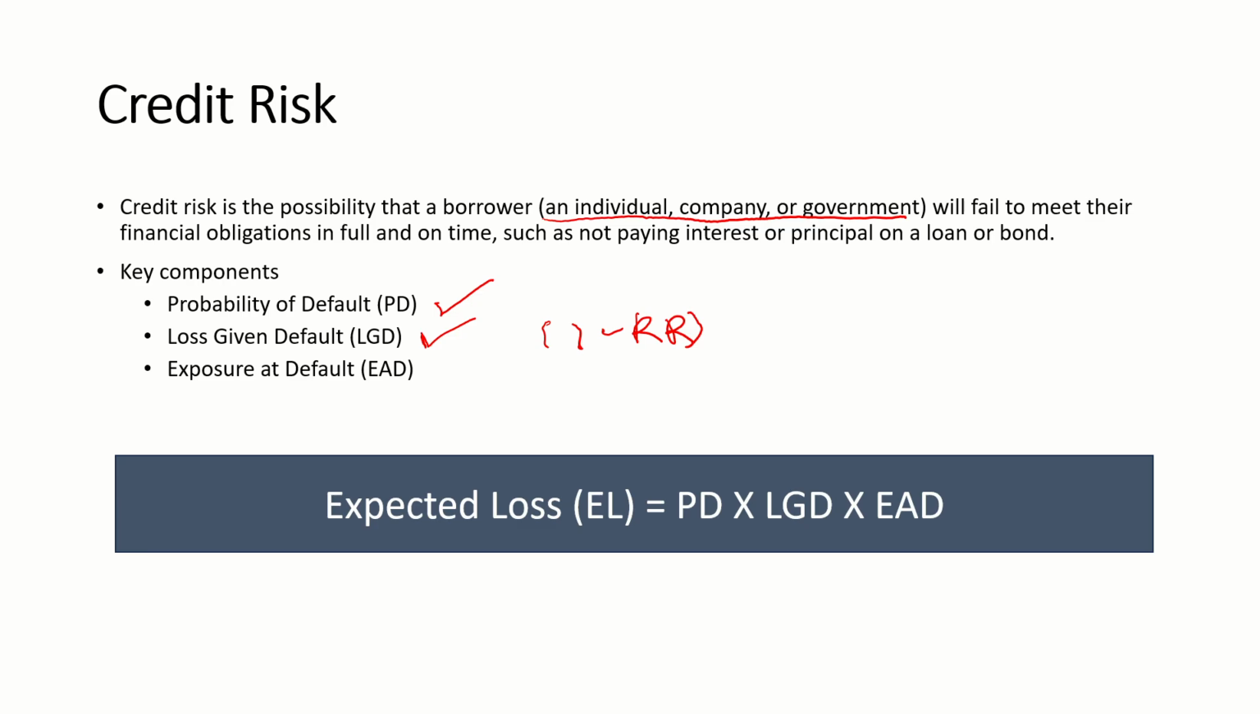And then lastly, there is exposure at default, which is the amount that was outstanding when the default occurred. So in this case, when the default occurred, the amount that was outstanding was $100. So that is your exposure at default. And with these three important components, we derive an important formula, which is expected loss. So this expected loss is the loss that will happen in case the counterparty or the borrower, in this case, defaults. And that is calculated as probability of default times loss given default times exposure at default.